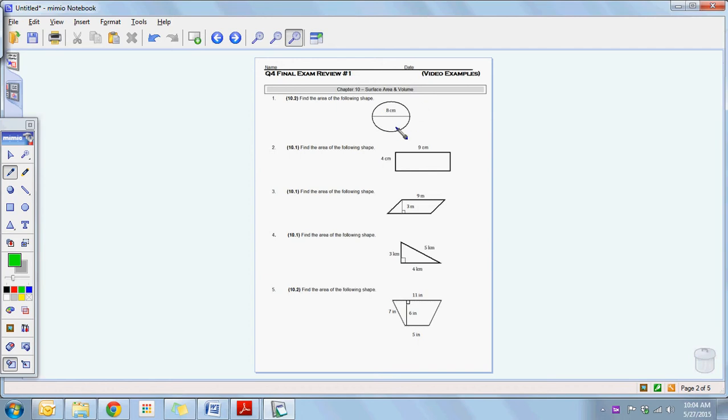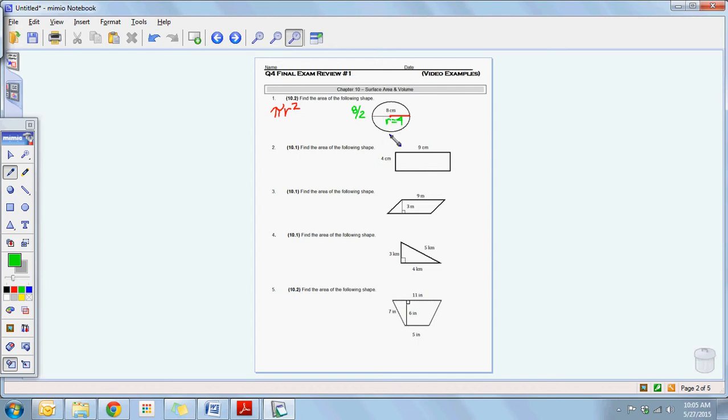So our first shape is a circle, and the formula to find the area of a circle is pi r squared, and r stands for the radius. So the radius is going to be half the distance from the center of a circle to the side. What they're giving us right here is called the diameter, and we need to find the radius. The diameter is the whole distance across. If we do 8 divided by 2, cut it in half, we would get 4. So my radius is equal to 4.